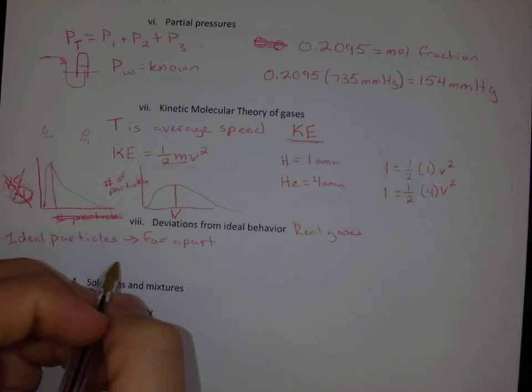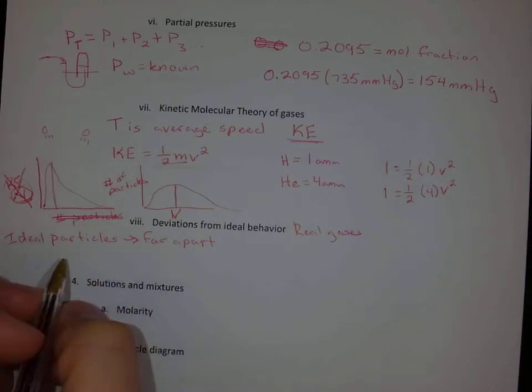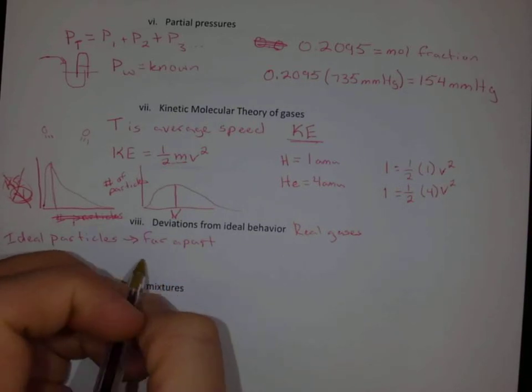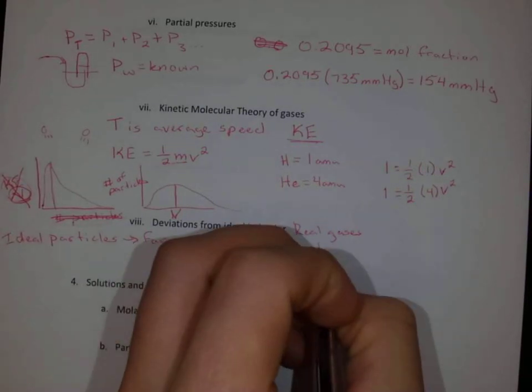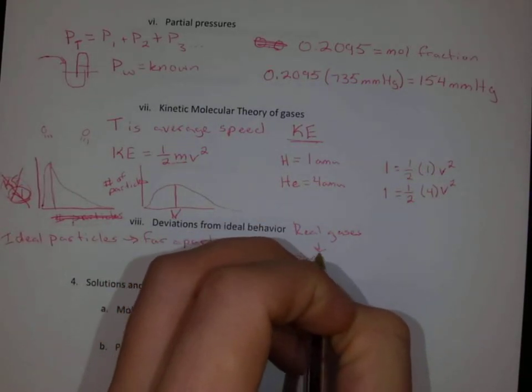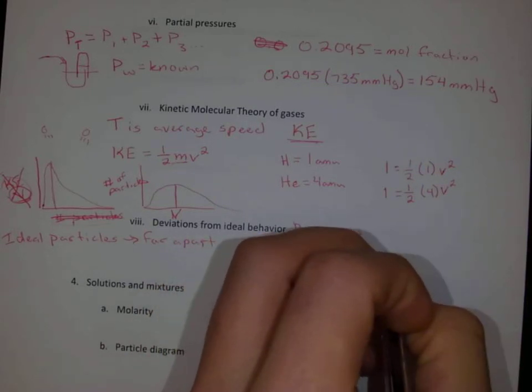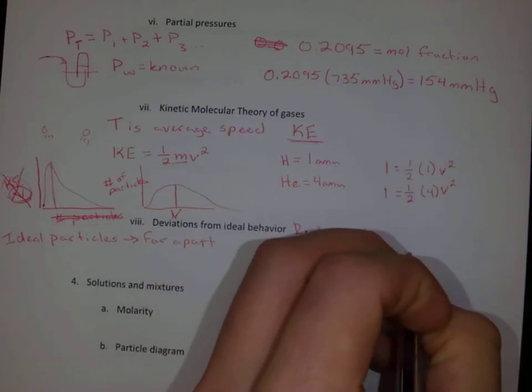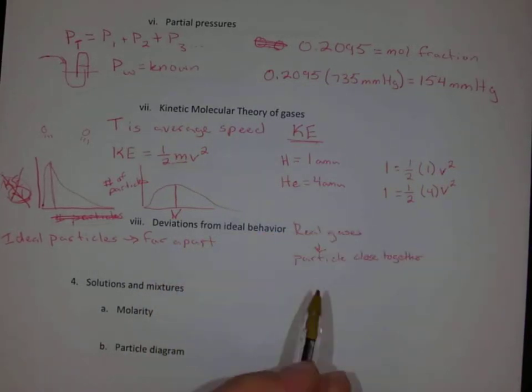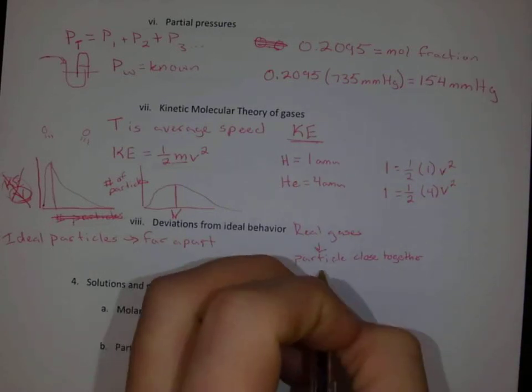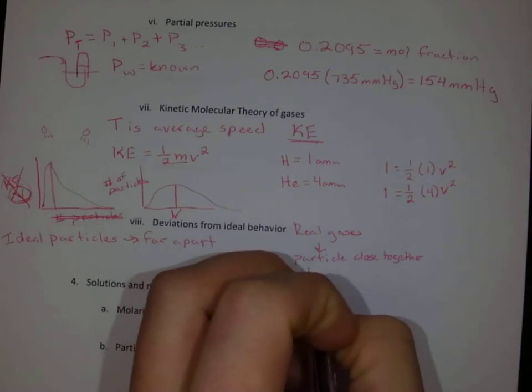So we either make our volume very small, so our particles are close together. So real gases: particles close together. How would I do that? I would do that when I bring the pressure really high, or I make the volume really small, and I force our particles to be really close together. We are getting closer to a liquid.